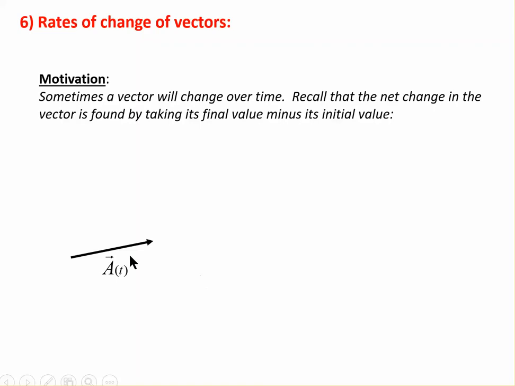So for example, here's a vector A, and this is what it looks like at a particular moment in time, t. Then at a later time, t plus delta t, where delta t represents some time interval, the vector has changed, and now this is what it looks like. To compute the net change, we put the two vectors tail to tail and subtract them, and this red vector is what you get when you subtract the initial vector from the final vector at the later time. I called this change delta A, and it represents the change in the vector during that time interval.